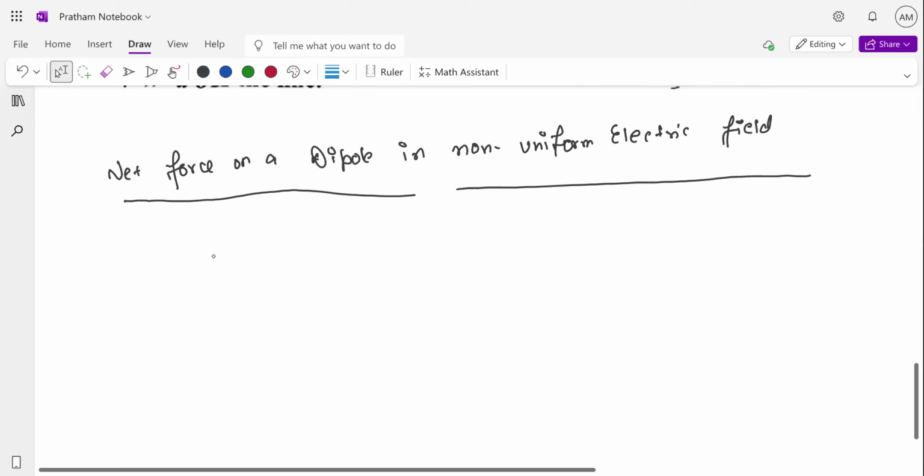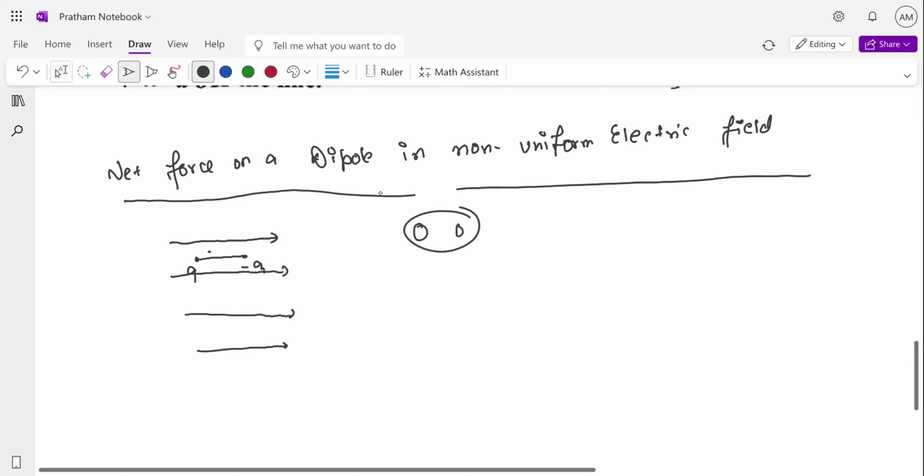So if I just assume I have a non-uniform electric field, it means the magnitude is varying, right? If I have a charge over here, and a charge over here, let's say this is q, this is minus q. I know one thing: they are bounded, because the distance is very small and they are opposite charges. A short dipole means they are bounded with each other. Say this is a positive charge and this is a negative charge, and you have an electric field in this direction. So the force on this will be in this direction, is it?